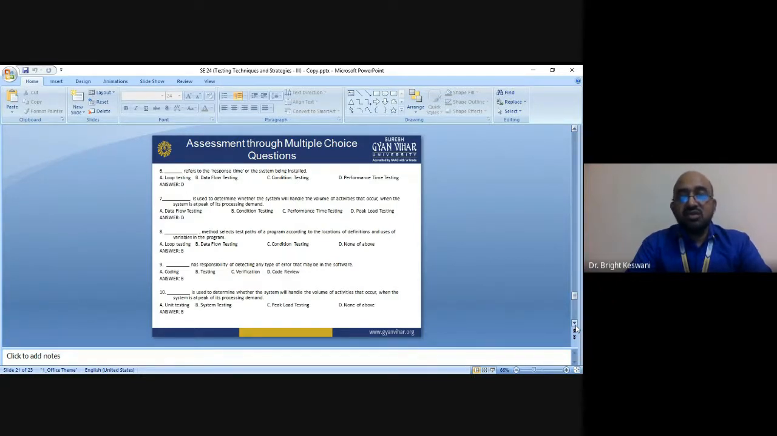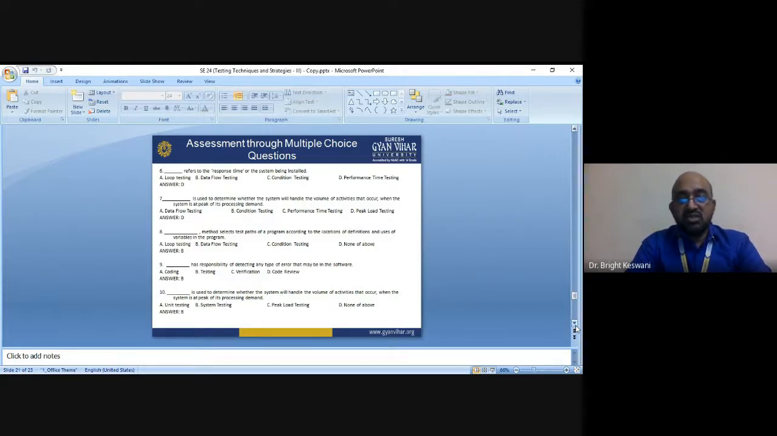The eighth question: dash method selects test paths of a program according to the location of definitions and uses of variables in the program. The four options are loop testing, data flow testing, condition testing, and none of above. Right answer is data flow testing. Data flow testing is a method that selects test paths of a program according to the locations of definitions and uses of the variables in the program.